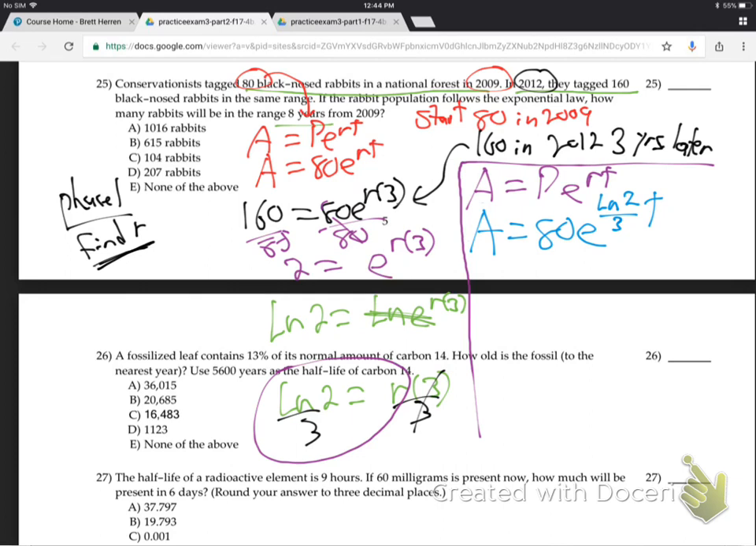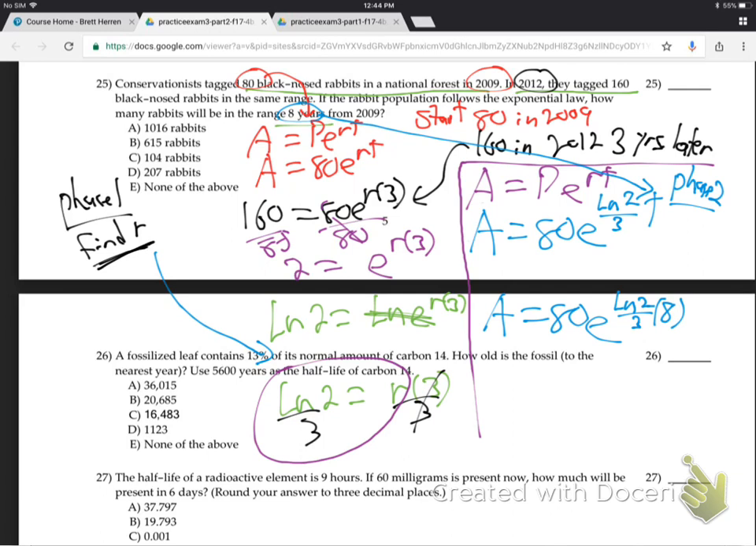So everybody see I'm over here in phase 1. I found R. Now this is phase 2. Phase 2, I'm finishing the problem. What am I going to do to finish? They want to know 8 years later. Put in 8, huh? 80 e to the ln 2 over 3, times 8. Stick in an 8. Hit the buttons on your calculator. I think it's none of the above, isn't it?